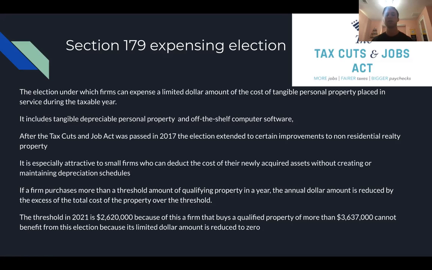But if a firm purchases more than the threshold amount of qualifying property in a year, the annual dollar amount is reduced by the excess of the total cost of the property over the threshold. In 2021, the threshold is $2.62 million. Basically, it means if a company pays more than $3.637 million for qualified property in the year, then there wouldn't be a benefit to using this election because the limited dollar amount would be reduced to zero. You can also use section 179 and bonus depreciation together.